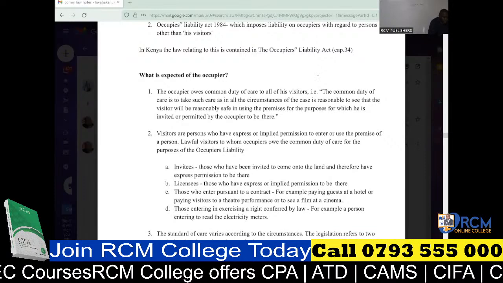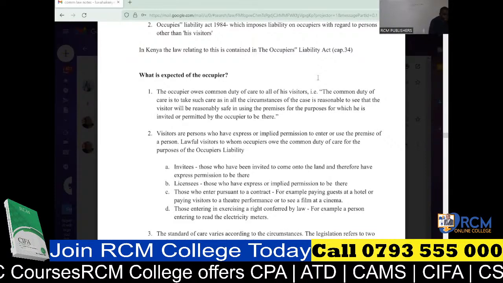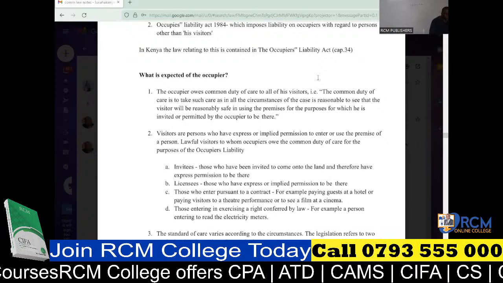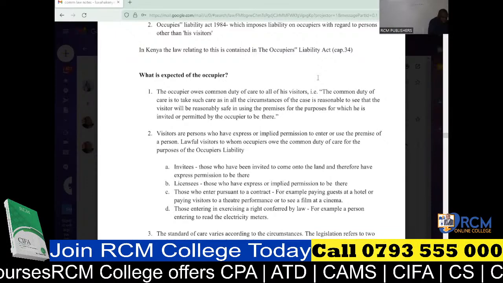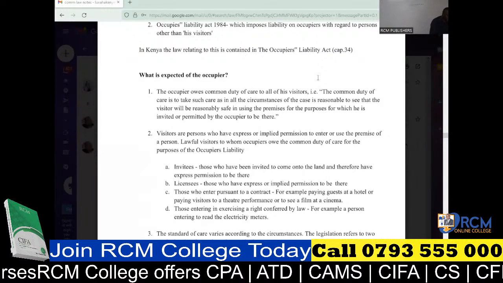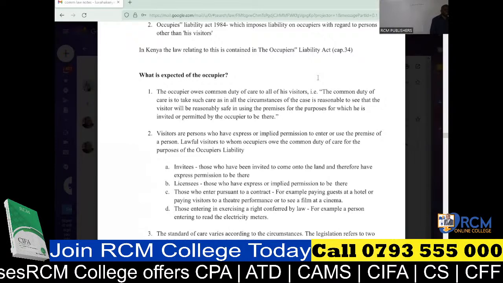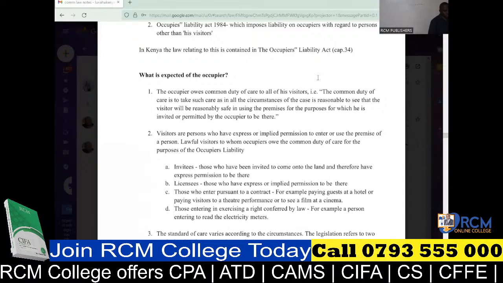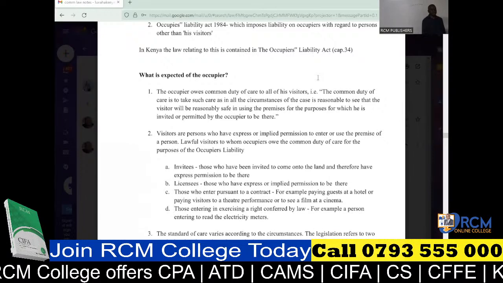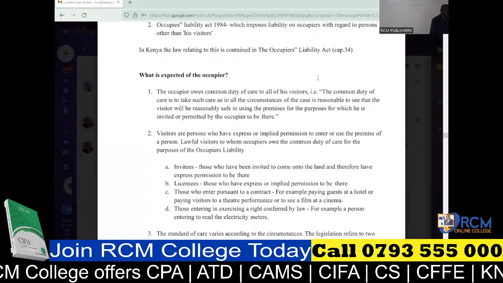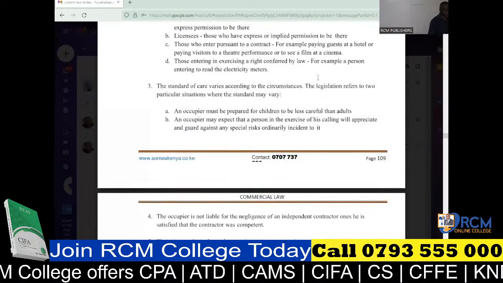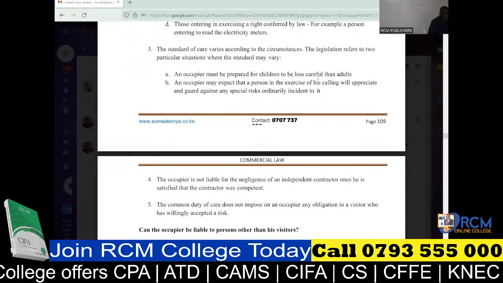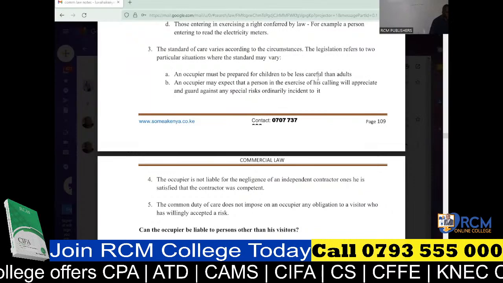So the standard of care varies according to the circumstances. You most probably might realize that in the case of children, you must ensure a lot of safety. So a lot of care must be ensured. An occupier must be prepared for children to be less careful than adults. Children need their safety to be well guarded, whereas adults can control themselves. So the level or standard of safety basically depends on, for example, the persons visiting the premises. The occupier may expect that a person in the exercise of his calling will appreciate and guard against any special risks ordinarily incident to it.